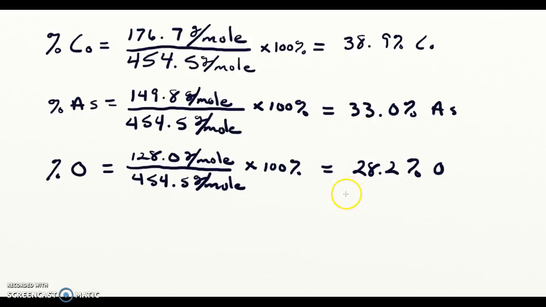And if you want to, before you say this is my final answer, add them up. They should be at 100%, or at least close to it. And when I add these up, they're 100.1%. So I know it's right in that ballpark. These are very good numbers. I have confidence in these numbers. So cobalt 38.9%, arsenic 33%, and oxygen 28.2%.